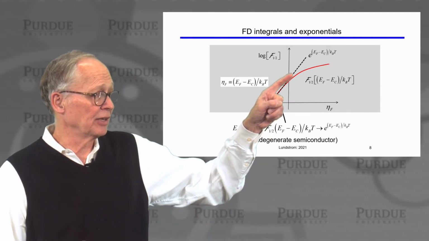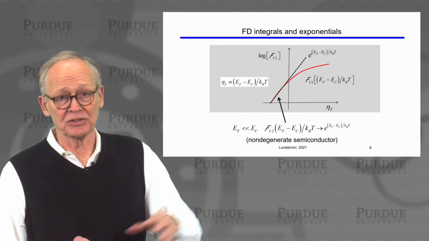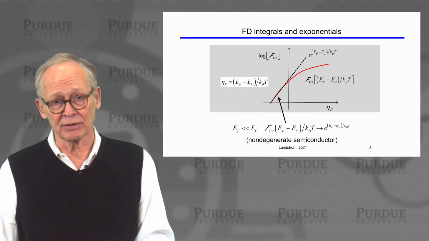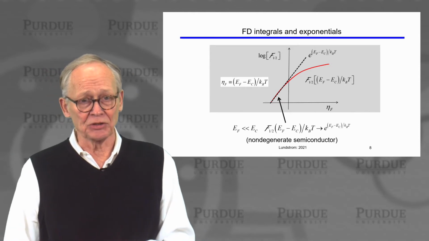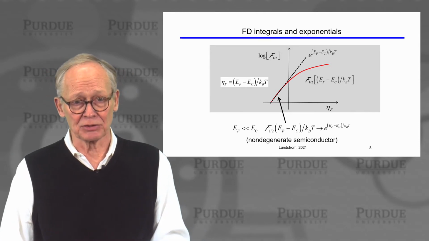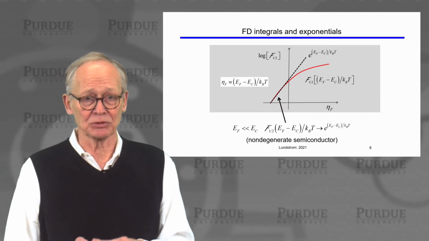When the Fermi level is above the bottom of the conduction band, you can see we get increasing amounts of error, and you can see that the Fermi-Dirac integral is always equal to or smaller than the exponential approximation.